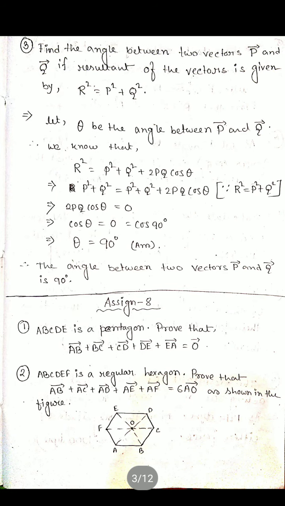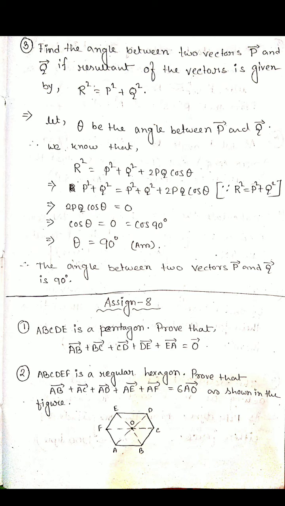Next, third numerical. Find the angle between two vectors P and Q if the resultant of the vectors is given by R square equals P square plus Q square. It is given the expression of the resultant, no value is given, just the expression that R square equals P square plus Q square. We find the angle between the two vectors. So two vectors are P and Q, and we consider theta to be the angle between them. So we use the same magnitude formula, R equals root under P square plus Q square plus 2PQ cos theta.